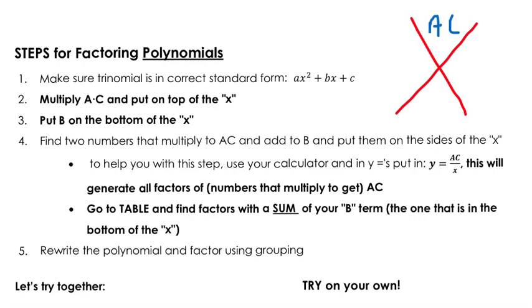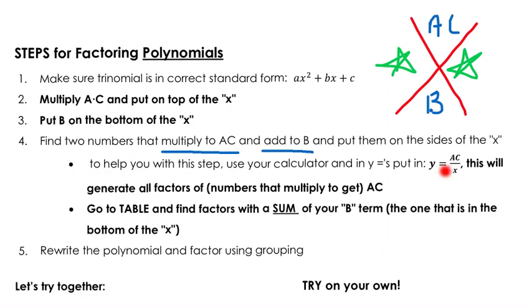After that, step 3 tells me to put the B in the bottom. So we're going to be using these values to help us find our factors. For step 4, we want to find the two numbers that multiply to AC and add to B. And each of those are going to go on the sides of my box. If you have a calculator available to you, you can use your calculator to help find your factors that multiply to your AC and add to your B.